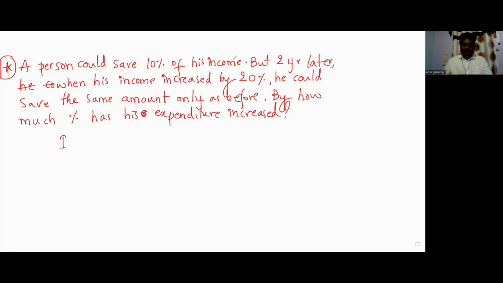How is your income spent usually? Your income is spent in two ways. One is you will save it, one will go into savings, and one more will go into expenditure. Expenditure. Yes or no?